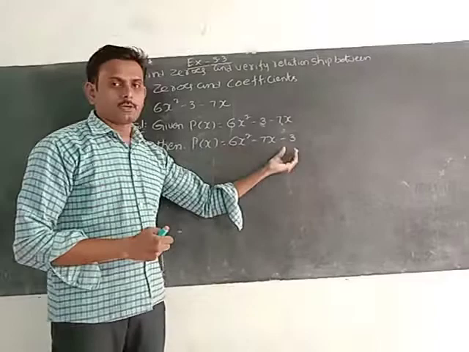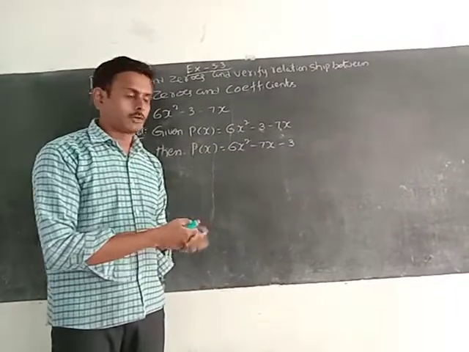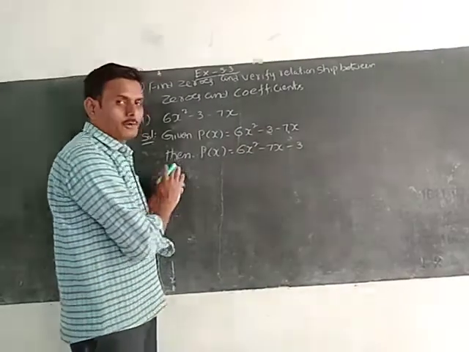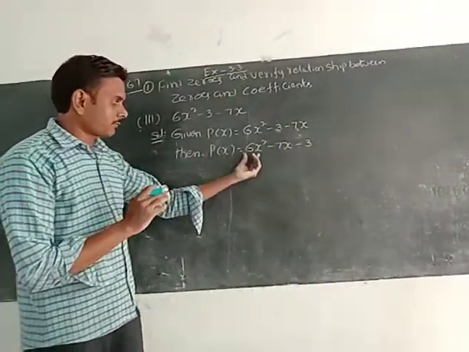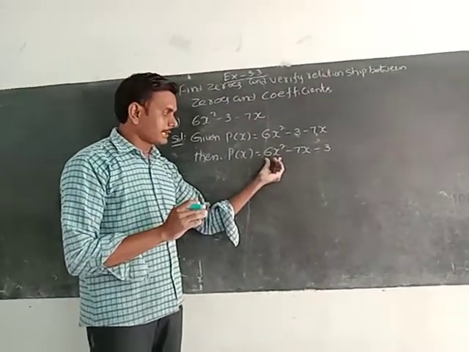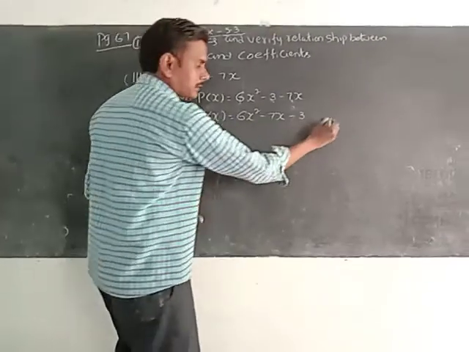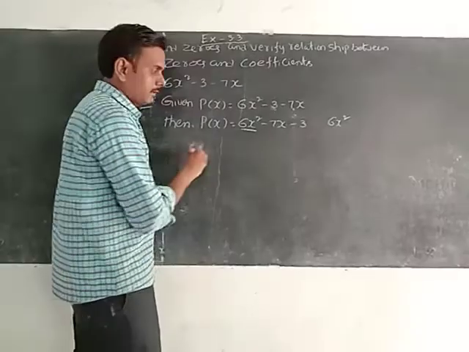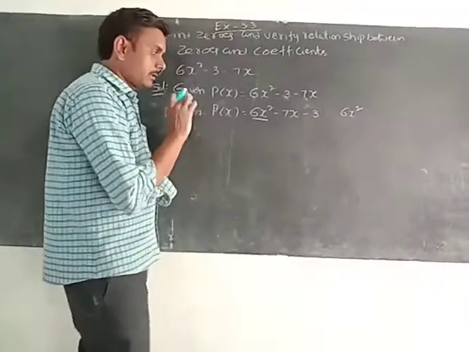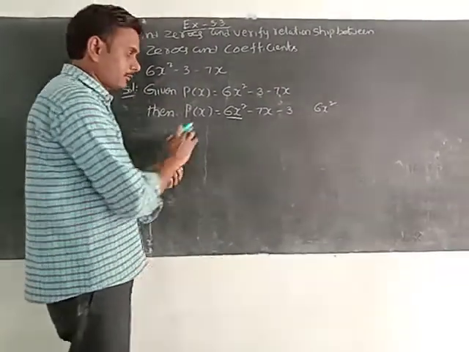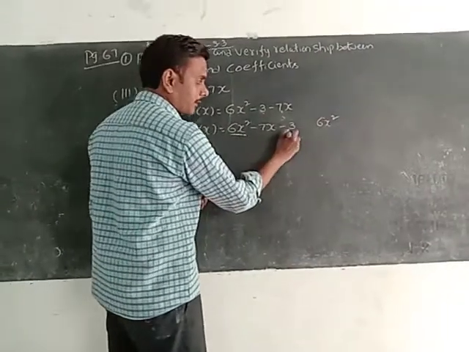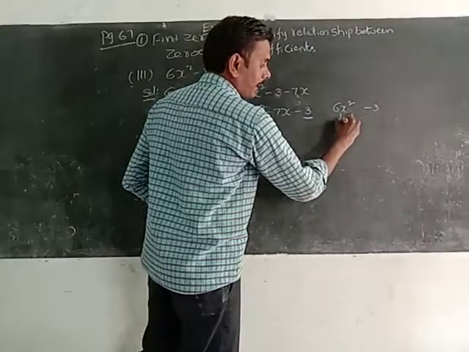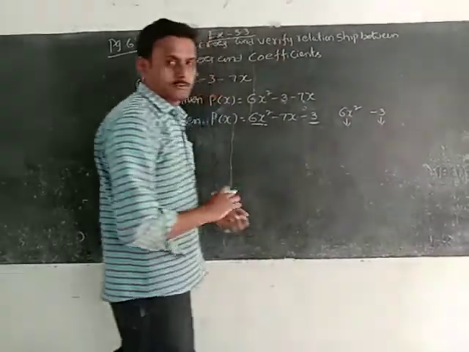Now factorize. Whenever a trinomial, a quadratic polynomial, is given to you, factorize it. If you want to factorize, identify the largest term coefficient. X squared coefficient is 6, 6x squared. This is the highest degree coefficient, 6x squared, and the small constant is minus 3. Now we have to resolve into factors.